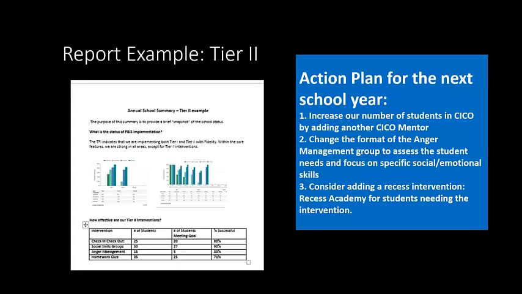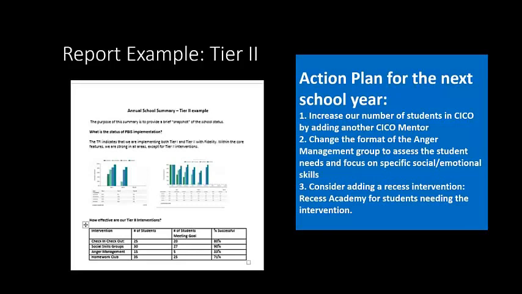So this particular school has check-in, check-out, social skills groups, anger management, and homework club. It shows the number of students and the number of students meeting the goal that were identified in those interventions. And then what's the success rate? You can see that 3 of their 4 interventions are pretty successful.